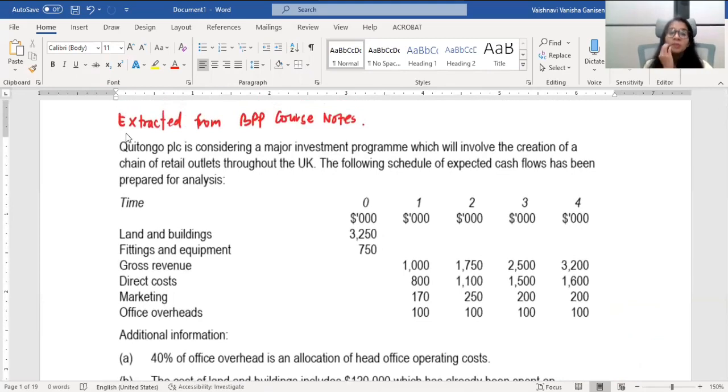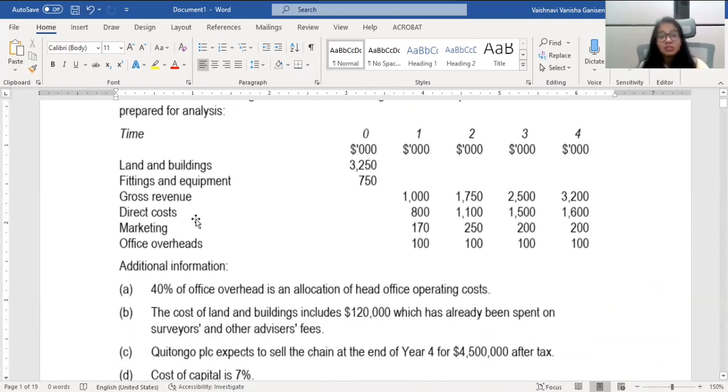Kwitongo PLC is considering a major investment project which involved the creation of a chain of retail outlets throughout the UK. The following schedule of expected cash flow have been prepared for analysis. So you have time 0 to time 4. You have the information on investment in land and buildings, fittings and equipment. He has given you the gross revenue, direct costs, marketing costs, and office overheads. Let's see which of these costs are relevant and not.